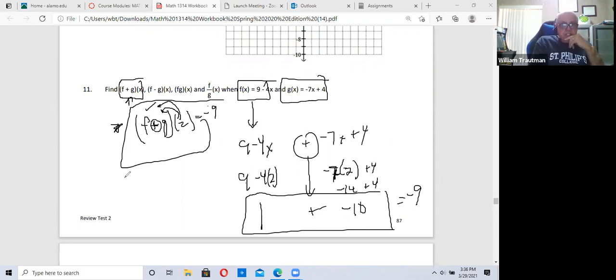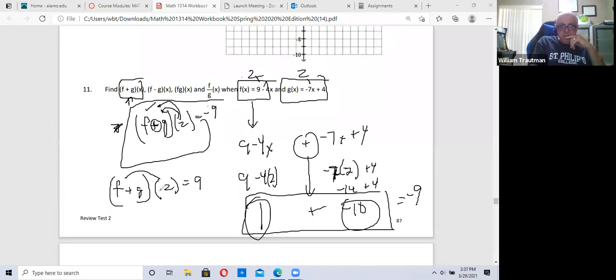So I wrote a question that wasn't on here, but it's similar. First you put a 2 in the function f, then you put a 2 everywhere there's an x in the function g, do all the math, add the answers together, and you got your answer. Oh, the answer was -9.